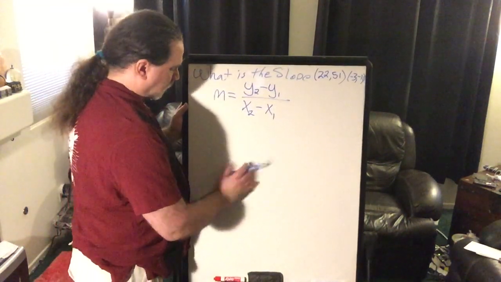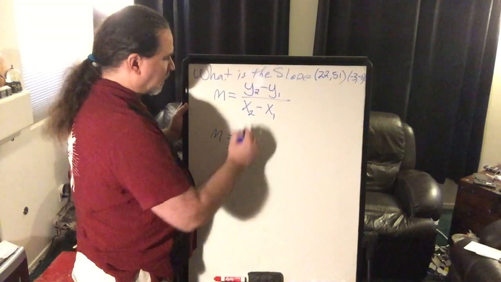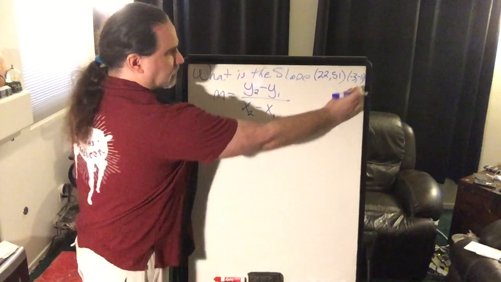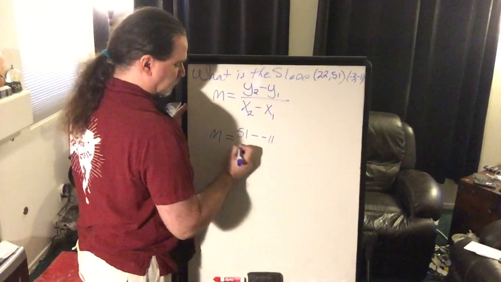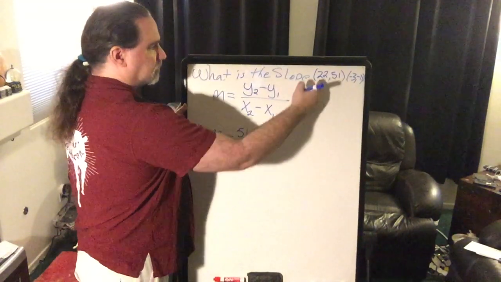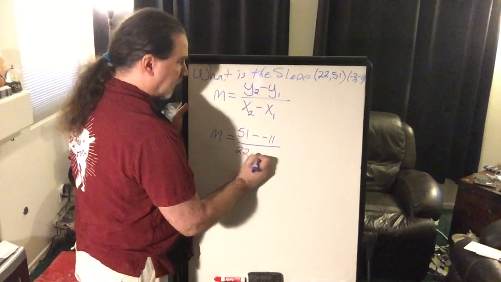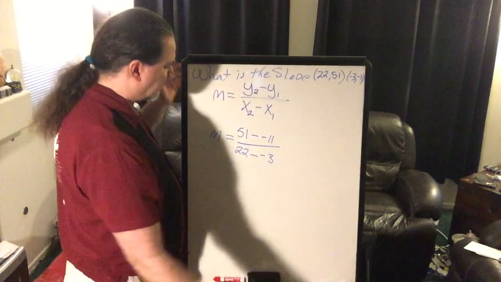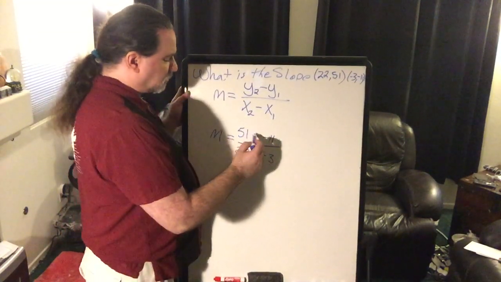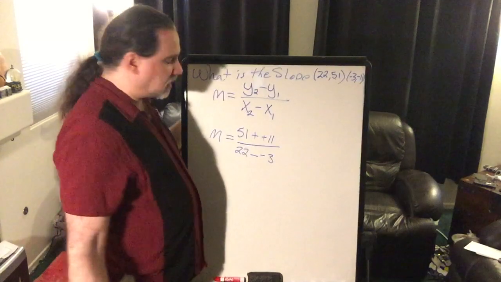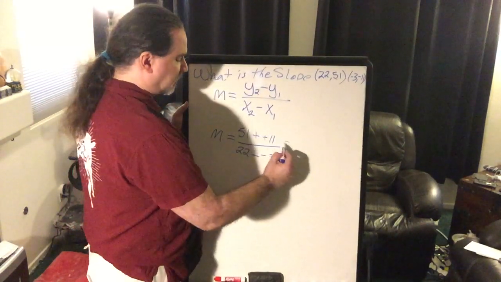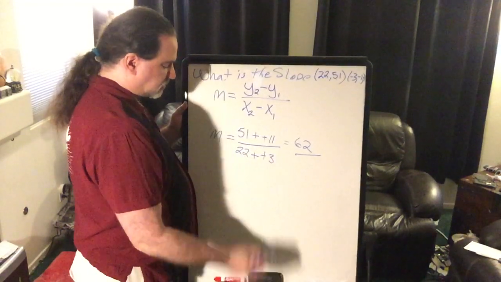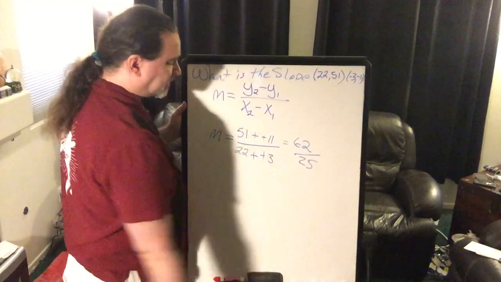So, one example. Here we go. I'm going to grab the y value, 51, minus negative 11. Again, 22 minus negative 3. And this is where queso is your best friend, because when I do the queso part, 51 minus a minus becomes plus. 51 plus 11 is 62. Minus a minus becomes plus. 22 plus 3 is 25.